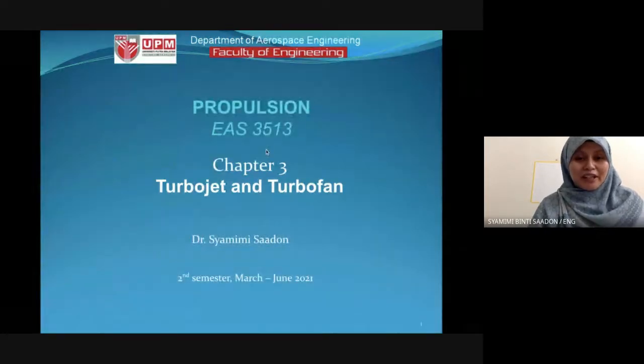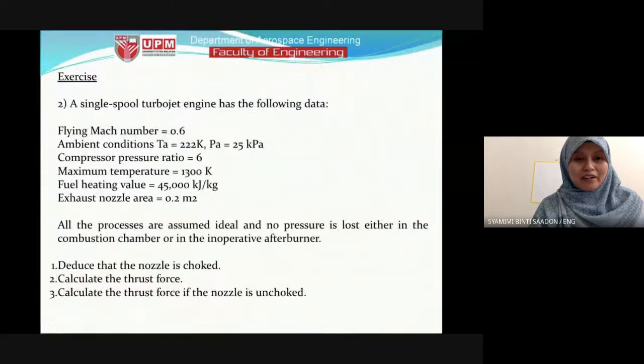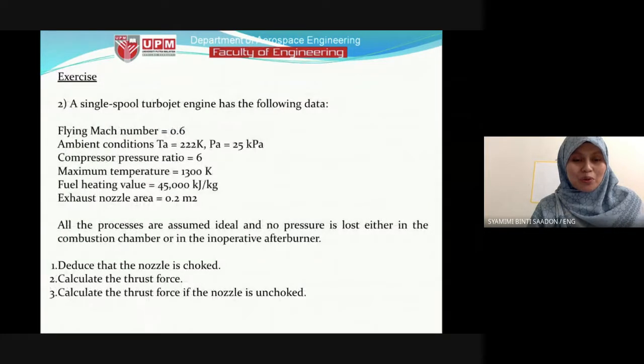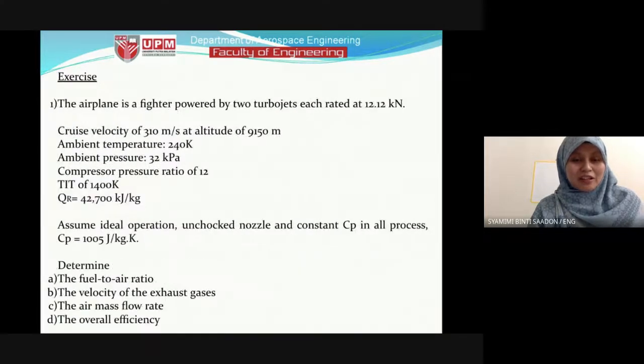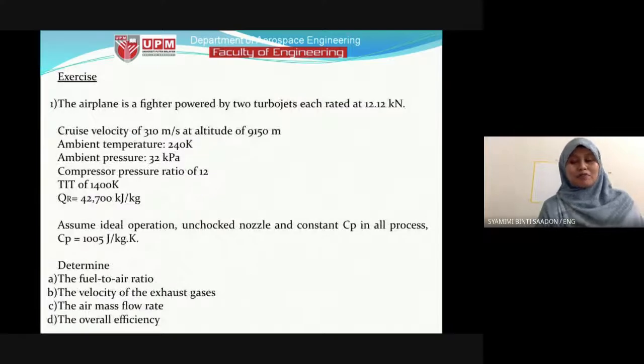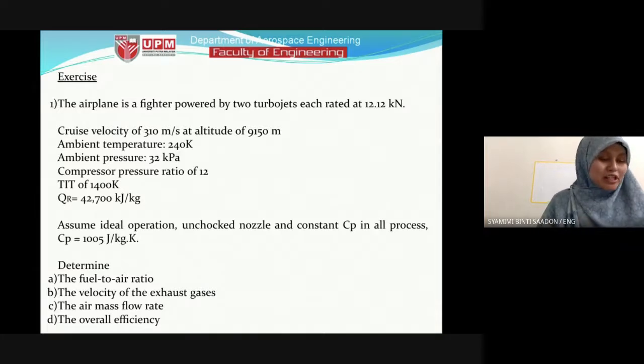So for today, I have 3 exercises. Numbers 1 and 2 we will do together, inshallah, this morning, and number 3 is your homework. Remember you have homework worth 10%. I will upload the slides later on. So we'll do 1 and 2 first, starting with the turbojet.